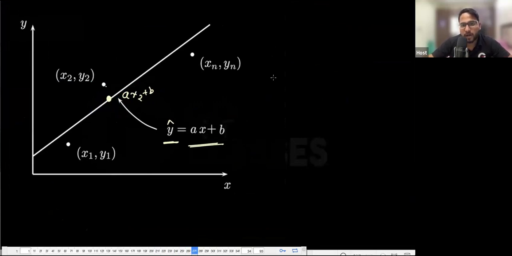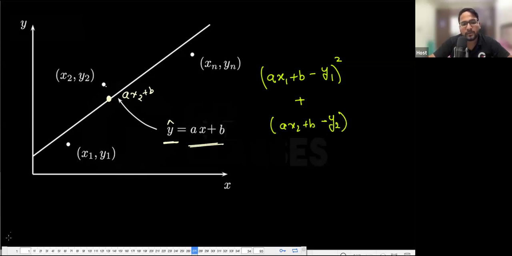So I want to minimize this: ax1 plus b minus y1, whole square, plus ax2 plus b minus y2, whole square, and so on.